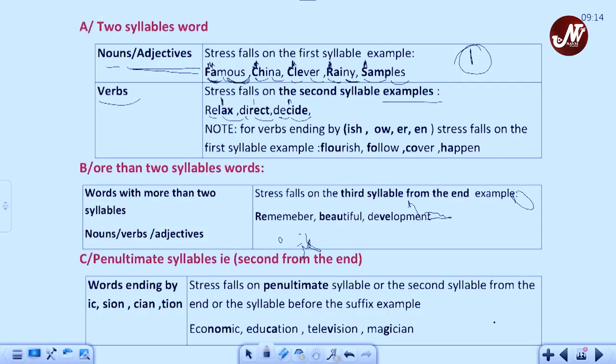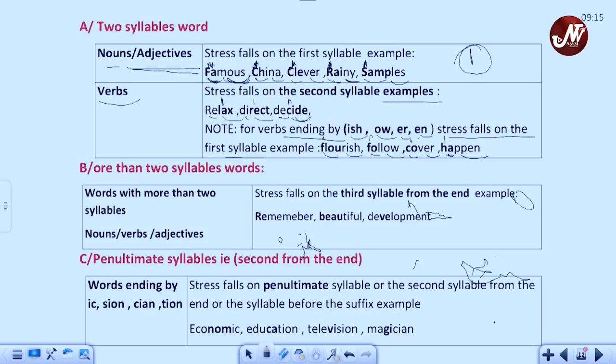But we have here exceptions. Not all the verbs with two syllables we stress the second syllable. Sometimes we stress the first syllable if the verb ends with ish, o, n, the stress falls on the first syllable. Let's see an example. Flourish, follow, cover, happen. So we stress the first one.